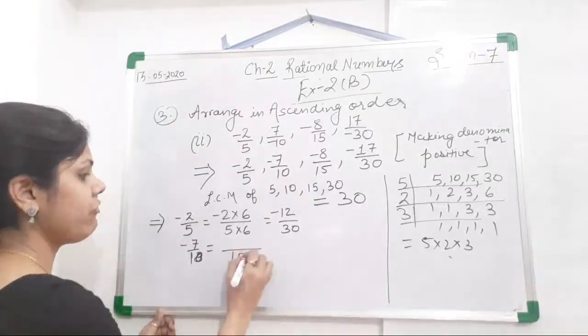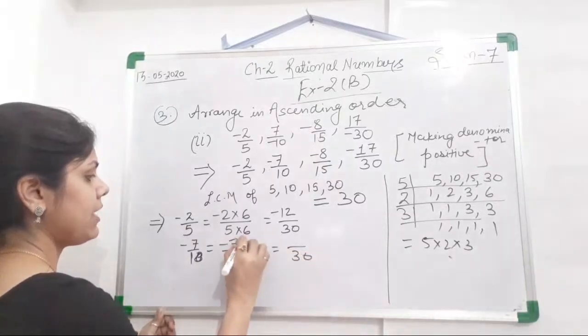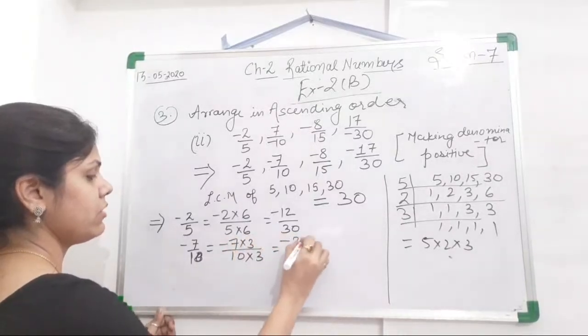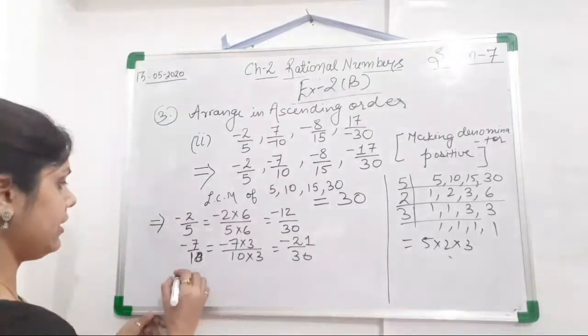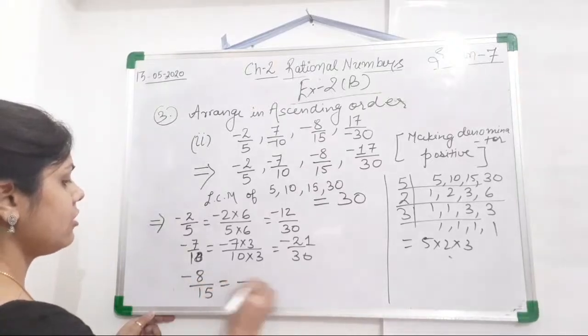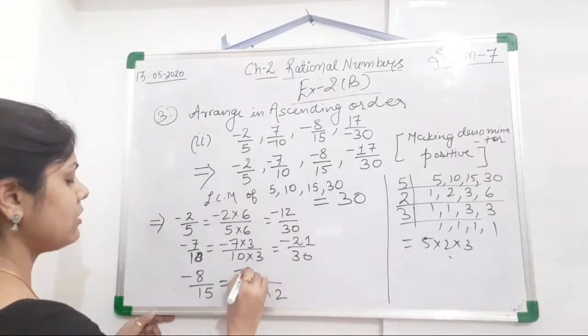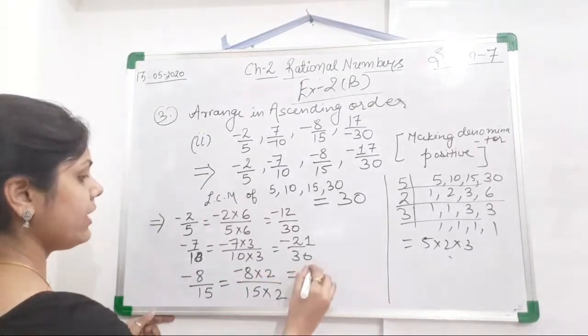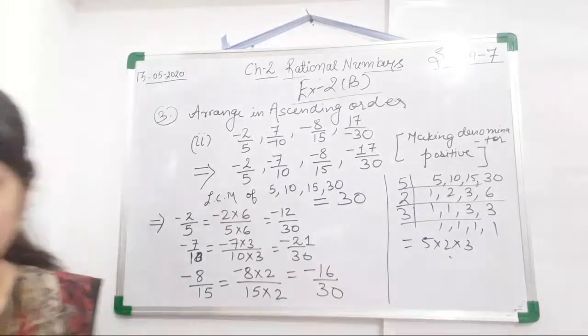In 10, what will we multiply to get 30? 3. So we will multiply 3 in the numerator as well. We will get minus 21 upon 30. Next is minus 8 upon 15. So in 15, what will we multiply? 2. That means you have to multiply 2 in the numerator as well. Minus 16 upon 30. Isn't it?